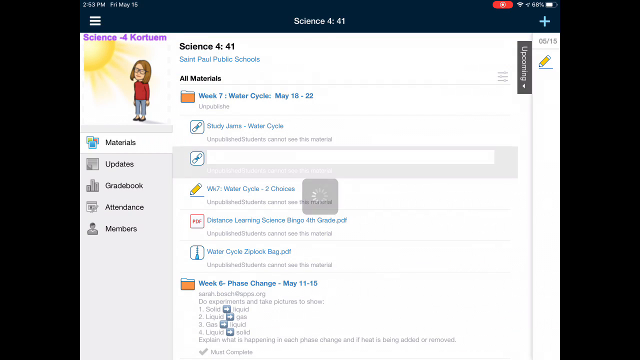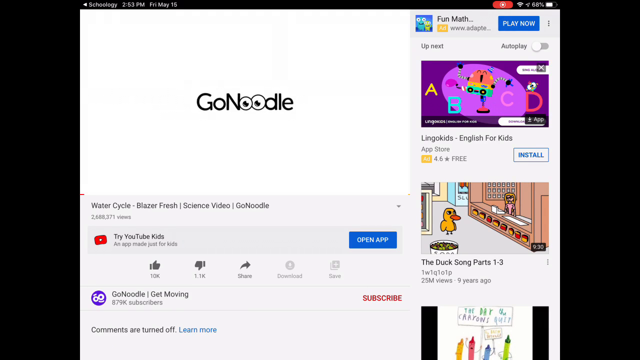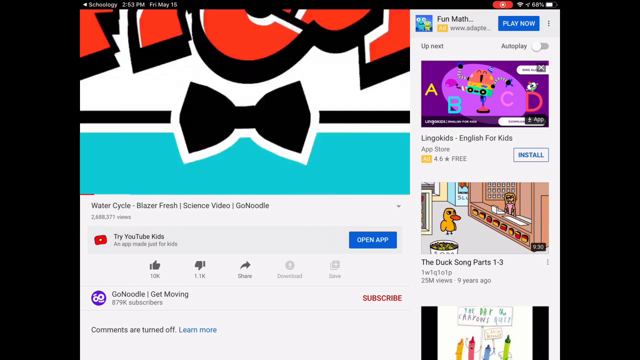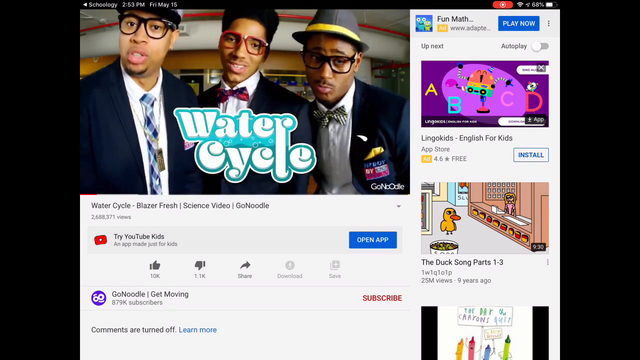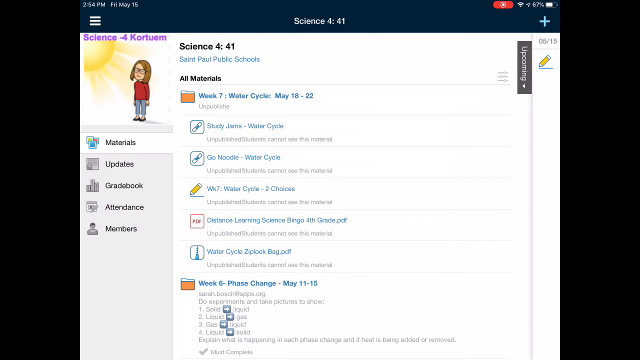There it goes. Check out GoNoodle. It's Blazer Fresh, and they're going to show us the water cycle. I dare you to dance along while you do it. Really, you can do it. Get your whole family to dance with you. Seriously now, it's fun. They'll show you evaporation, which you learned all about already. They'll show you condensation, precipitation, and how the water cycle keeps going around in a circle.